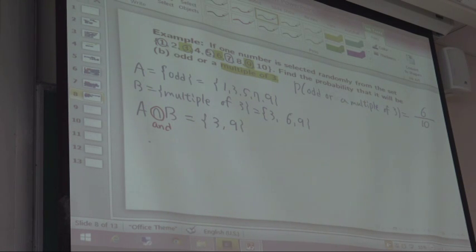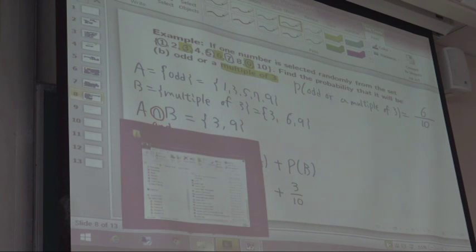Then when you compute the probability of A or B, is it the probability of A plus the probability of B? Well, let's compute the probability of A. What is that? 1, 3, 5, 7, 9. So that is 5 over 10. And the probability of B is 3 over 10. But we know that the probability of A or B is 6 over 10, right? But they are not equal to each other.